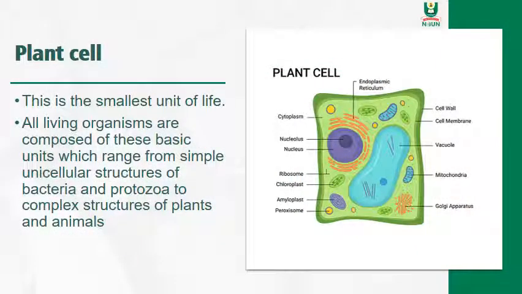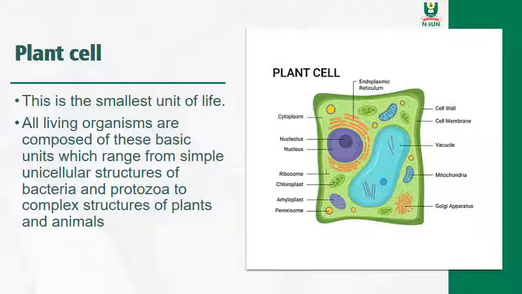So we're talking at the cellular level now. We know what crossing means. We want to talk about this plant cell. And this simply is the smallest unit of life. You have known that since your secondary school, that a cell is the smallest unit of life. And all living organisms are composed of these basic units, which range from simple unicellular structures of bacteria and protozoa to complex structures in plants and animals.